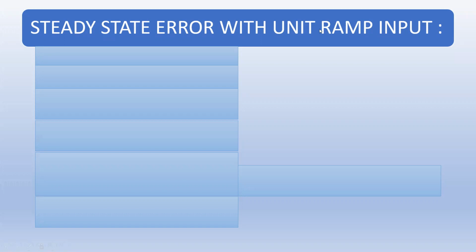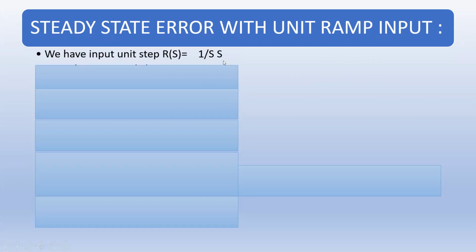In the last class, we discussed the static error constants of different types of systems. In this class, we will be discussing the steady state error when the input is a unit ramp input. The unit ramp input we already discussed has the time function r(t) = t, and if we apply the Laplace transform to this unit ramp signal, we get 1 over s square.